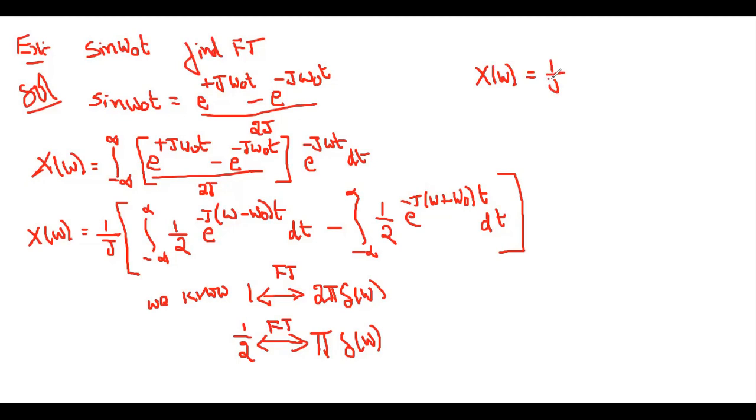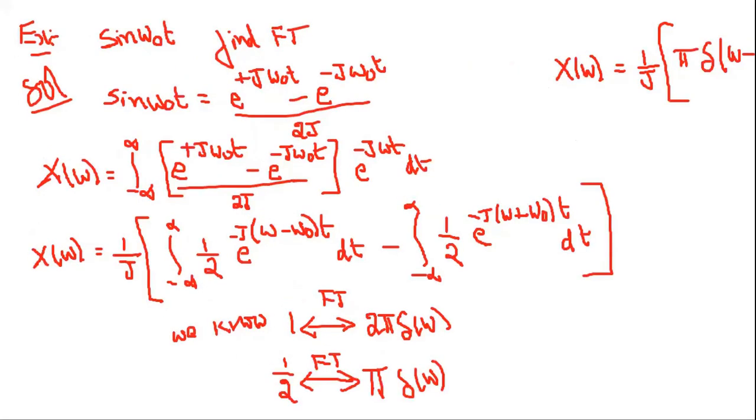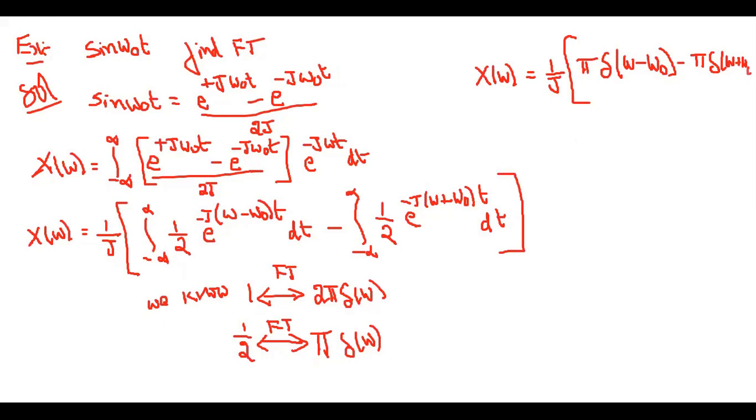1 by j into, for the first integral, the Fourier transformation of 1 by 2, that is pi into delta of omega. But here the omega is omega minus omega naught. And minus the second term, also the Fourier transformation of 1 by 2 only, but instead of omega, it is omega plus omega naught. So pi into delta of omega plus omega naught.